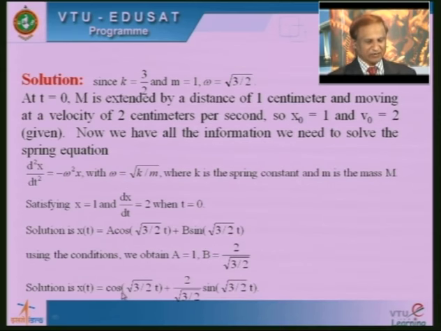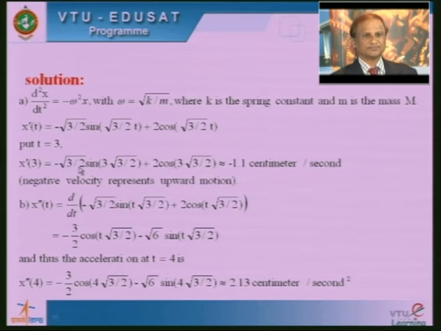So, finally, I can obtain the particular solution: x of t is equal to cos of square root of 3 by 2 t plus 2 divided by square root of 3 by 2 into sine of square root of 3 by 2 t. Is it clear? I have already solved similar types of examples, that is why I have written it directly. I hope it follows.